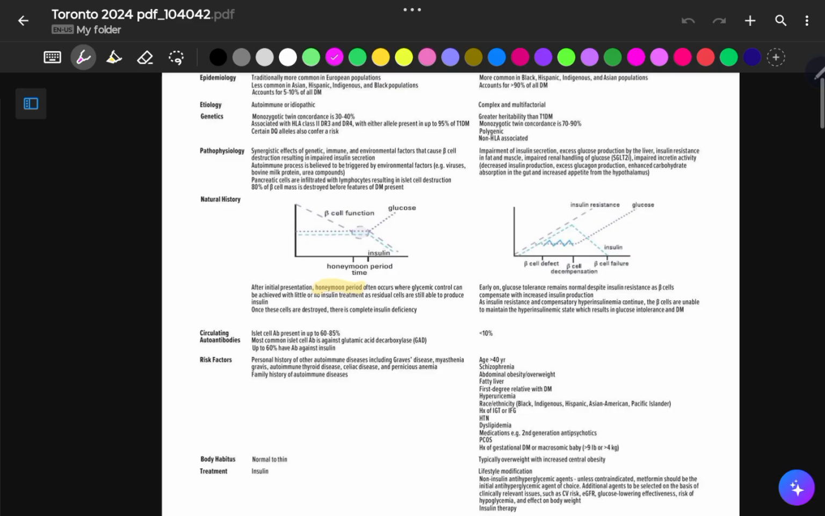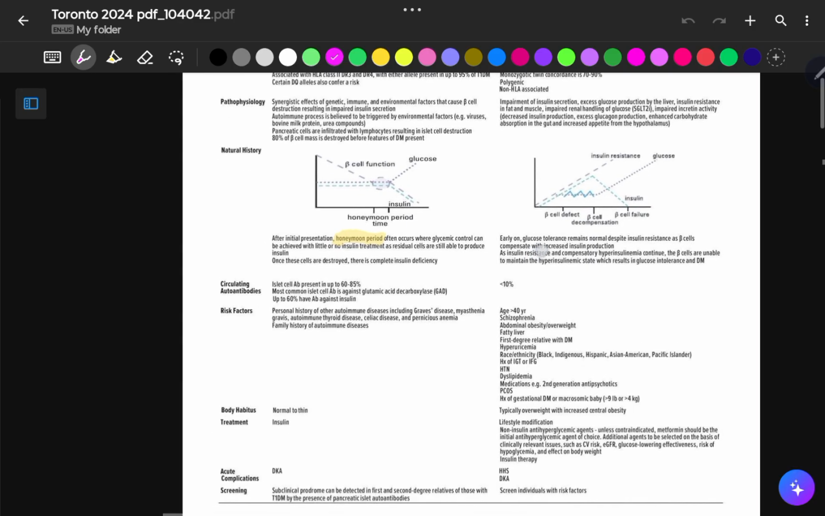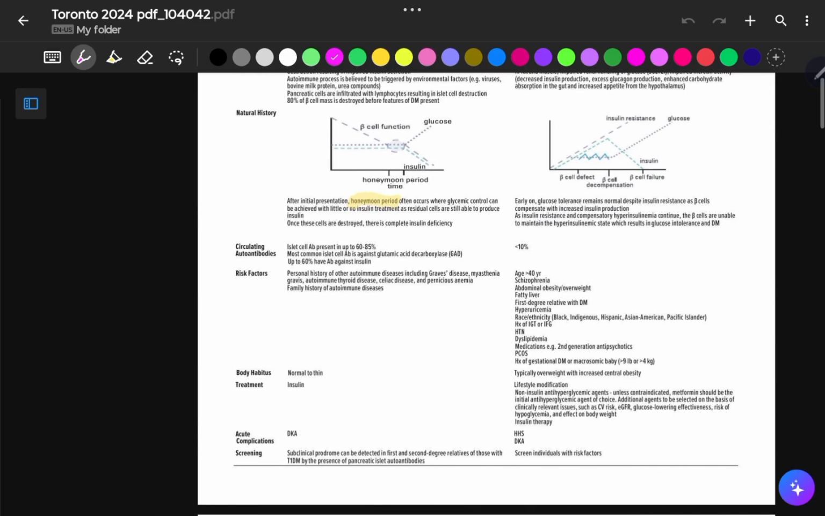So the body habitus, they're usually normal to thin. Some of them lose weight. Okay. And the treatment for type 1 is insulin. Acute complications they can have is DKA. Screening, so subclinical prodrome can be detected in the first and second degree relatives of those with type 1 diabetes by the presence of pancreatic islet autoantibodies.